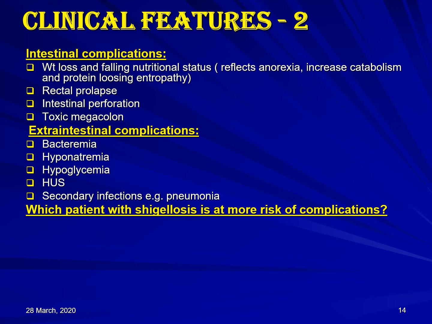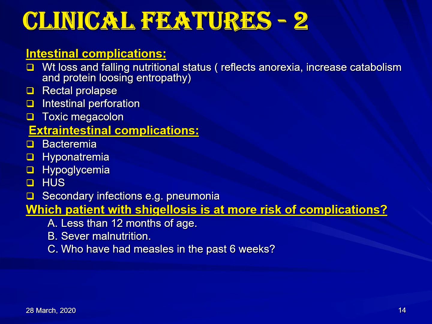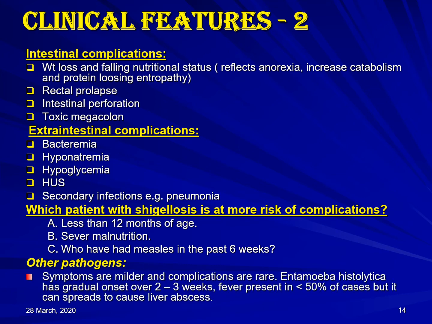So, which patient with shigellosis is at more risk for these complications? Patients during the first year of life, with severe malnutrition, or who had measles in the past 6 weeks. These 3 categories render the patient more liable for intestinal and extraintestinal complications. With other pathogens, the manifestation is milder and the complications are rare.